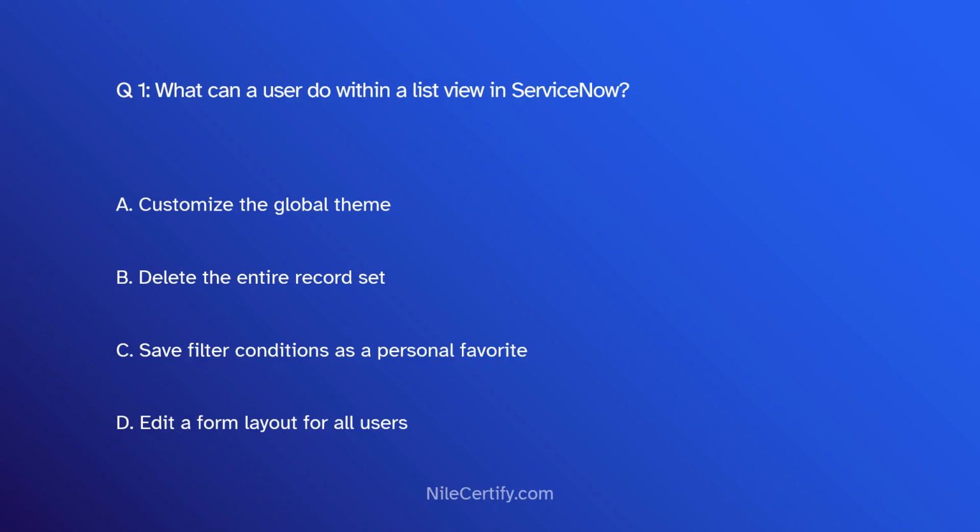Now let's go through the options. What this question is really about, and the key phrase here, is within a list view. So think about when you are looking at a list of incidents or requests, the area where you see many records in rows and columns. The exam is really checking if you know what actions are normal list actions versus platform administrative actions. So keep in mind that list view is about records and filters. Global theme or form layout settings are more about system configuration. With that in mind, let's go option by option.